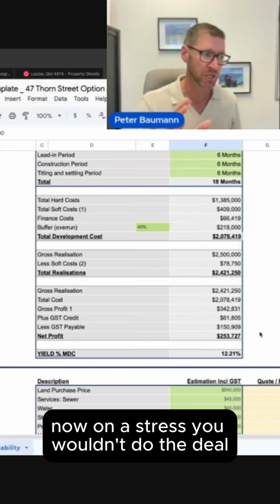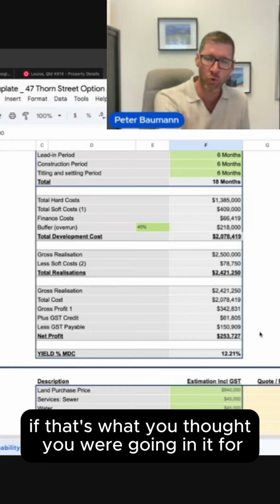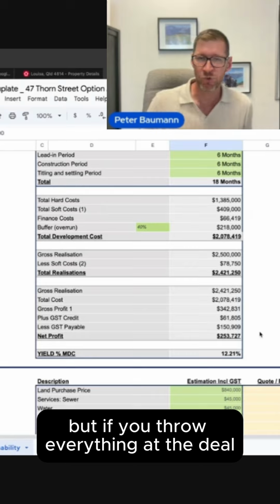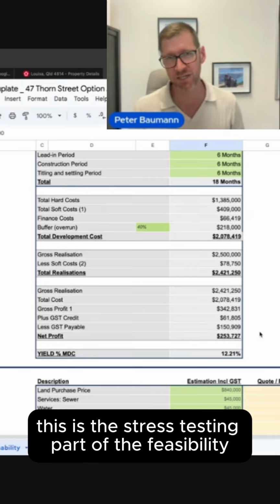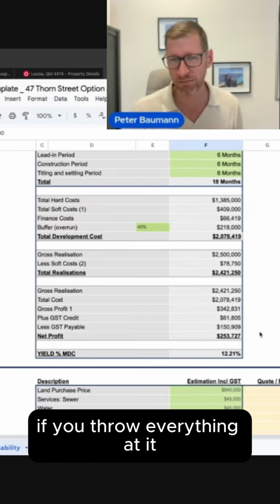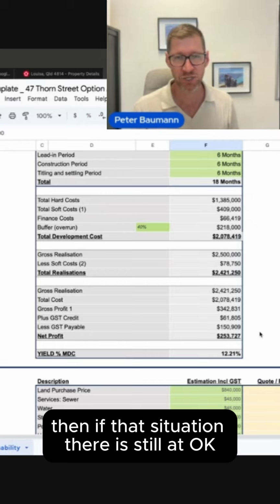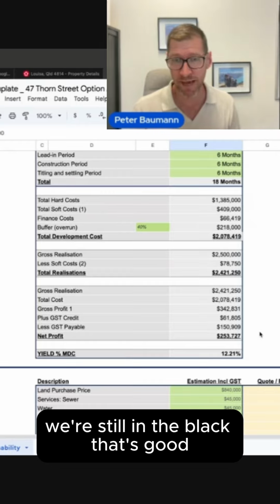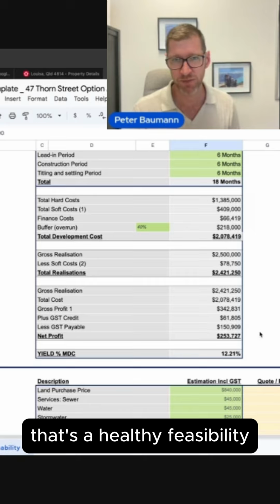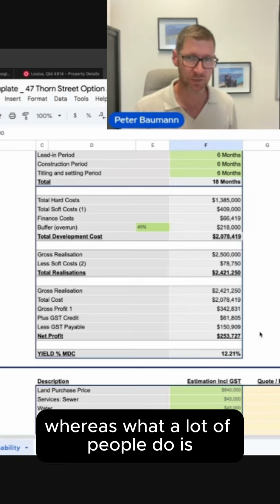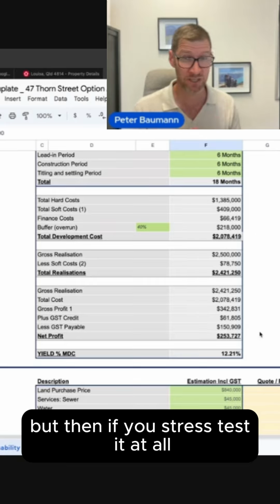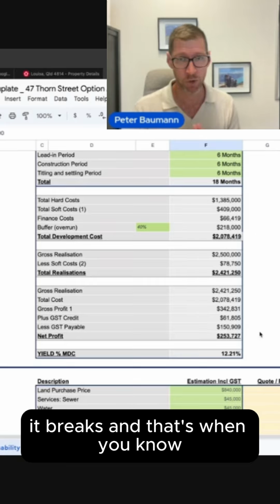Now, I want to stress, you wouldn't do the deal if that's what you thought you were going in it for. But if you throw everything at the deal, this is the stress testing part of the feasibility. If you throw everything at it, you try and break it, you look at what needs to happen to actually break the feasibility, then if that situation there is still at, okay, we're still in the black, that's good. That's a healthy feasibility. Whereas what a lot of people do is they build their feasibility, but then if you stress test it at all, it breaks. And that's when you know you're sitting on the red line.